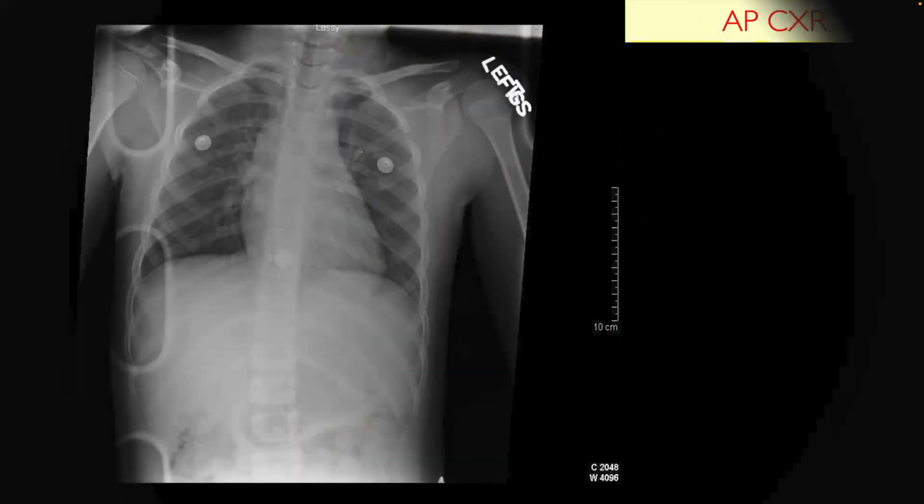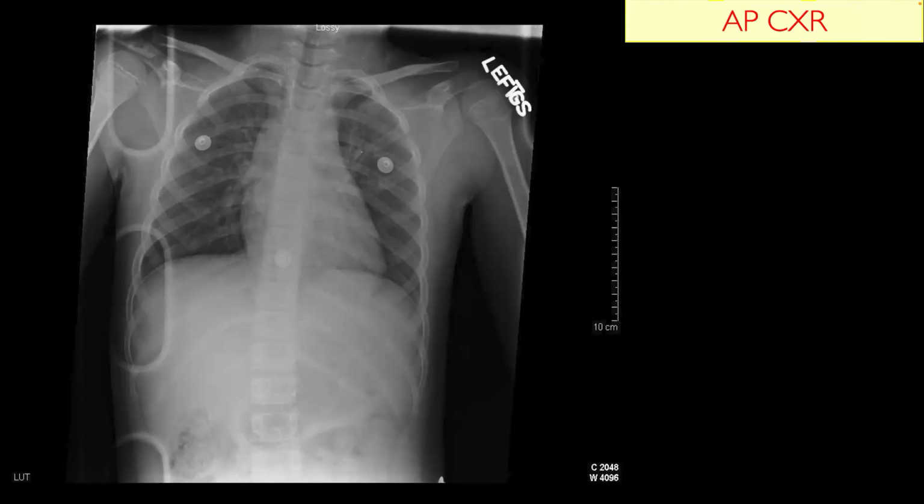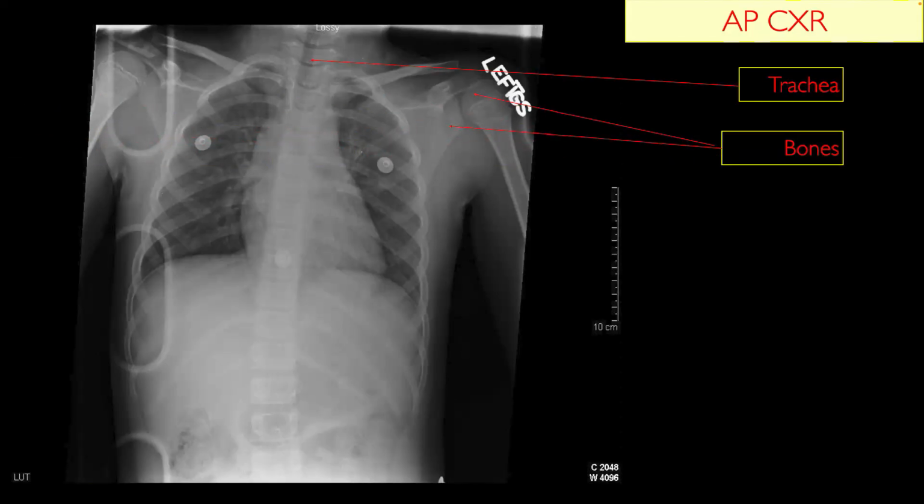So let's take a little bit extra dive here. First of all, you've got the trachea down the middle. From that standpoint, different bones: you've got the head of the humerus, the scapula, and of course the ribs and all that stuff. The aortic knob is a little piece of the top of the heart where the azygos vein and all that stuff comes through.